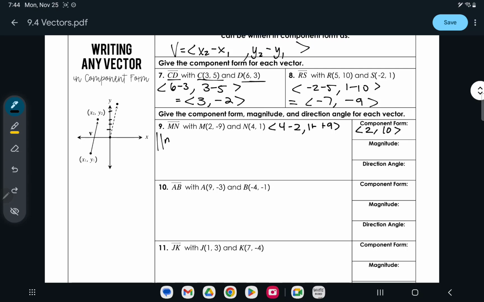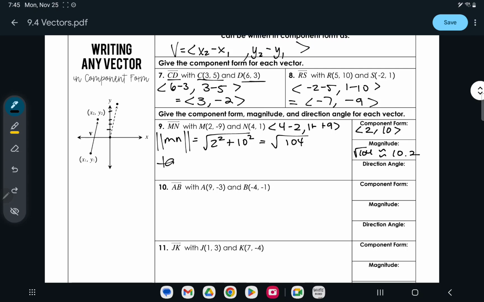The magnitude of MN is the difference in the x's, so 2 squared, plus the difference in the y's, which is 10 squared. So what is that going to give me? 104. So the magnitude is the square root of 104, which is about 10.2.